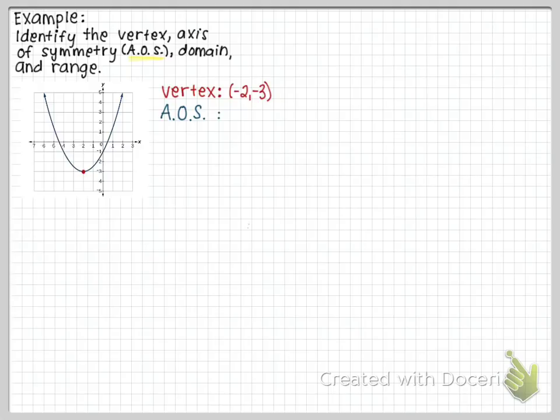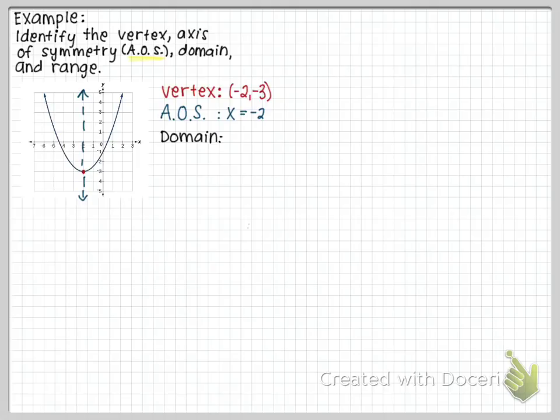Okay. So axis of symmetry. Axis of symmetry is a line that divides the graph in half. So that piece right there. And it's going to be x equals, always write it as a line. It's not a point. It's not just -2. It's x equals -2. It's that whole line right here. This whole line is x equals -2.